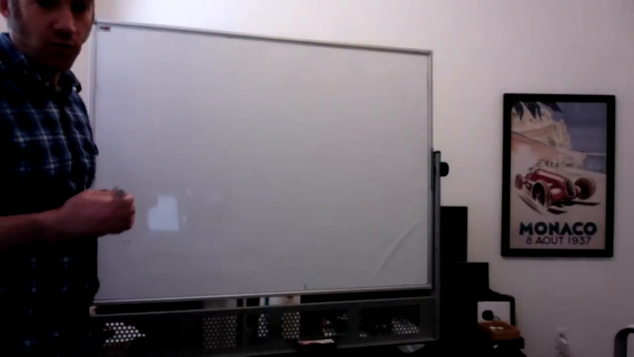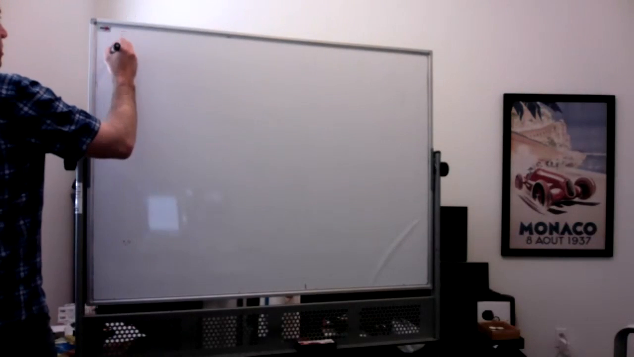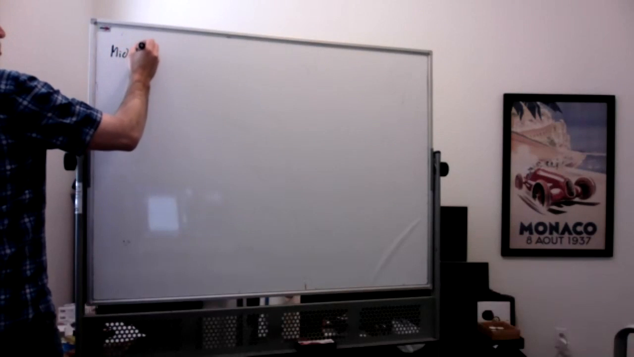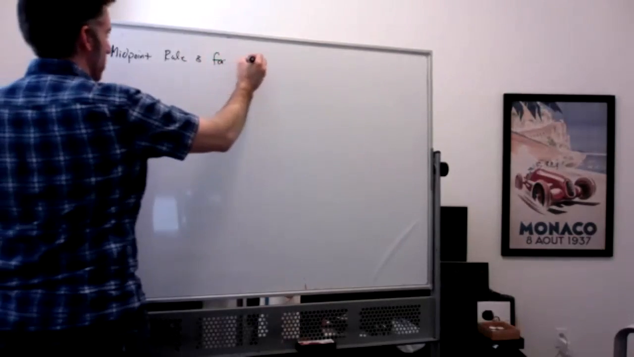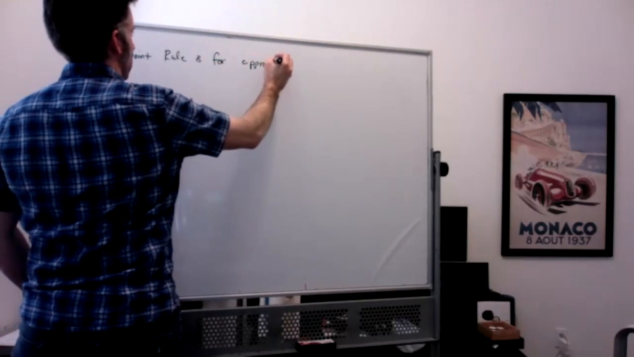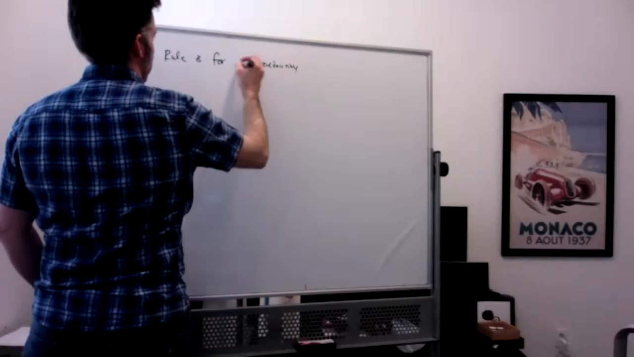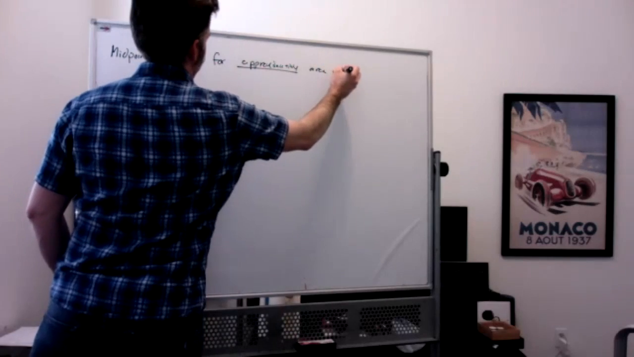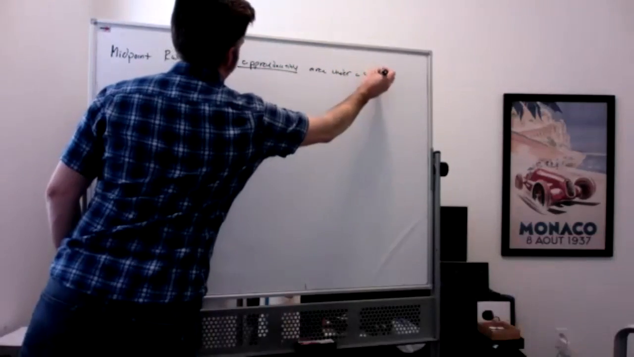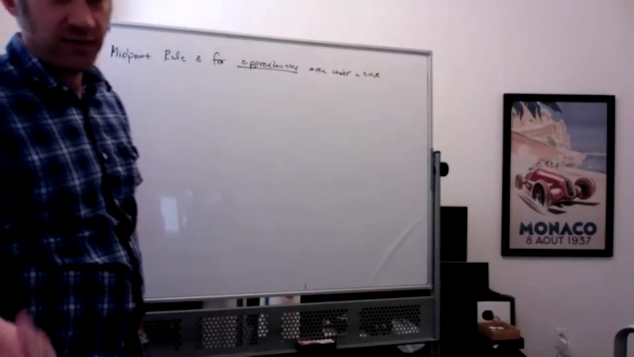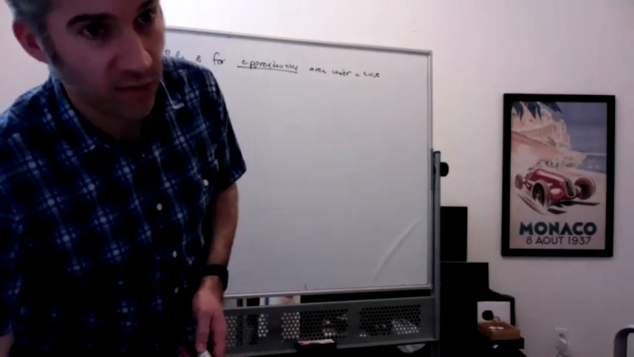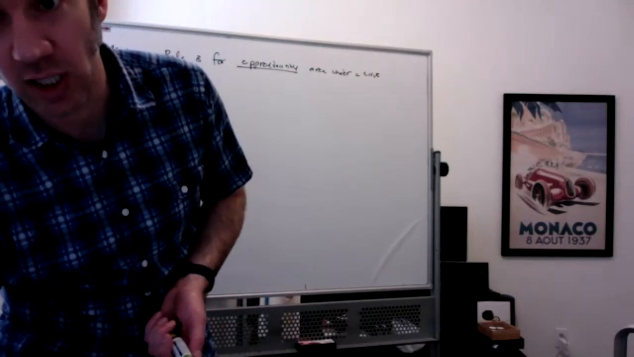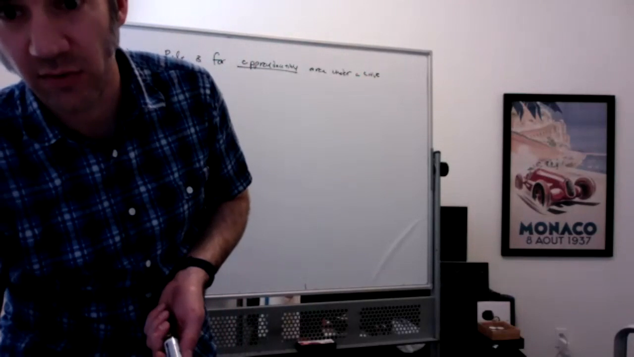Okay. So the midpoint rule is for approximating area under a curve. Why would we do this if we have the fundamental theorem of calculus that allows us to just find the area under the curve? Well, there are some functions that cannot be anti-differentiated. You cannot use the fundamental theorem of calculus for them.